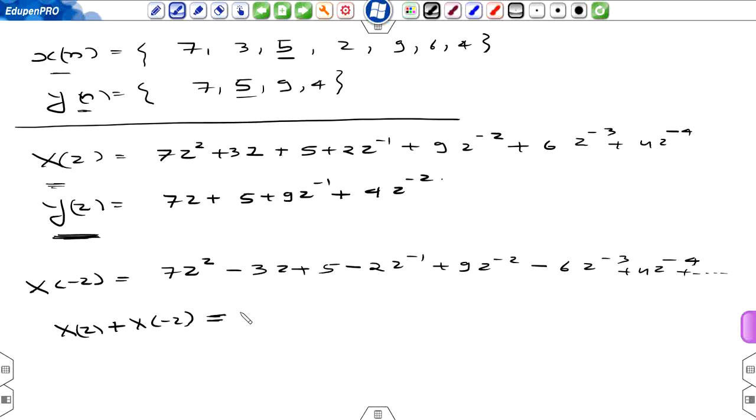So the result will be 2 into 7z^2, plus 3z and minus 3z will cancel out. 5 and 5, so I have already taken 2, so 5. 2z^-1 minus 2z^-1 will cancel out. 9z^-2 plus 4z^-4.